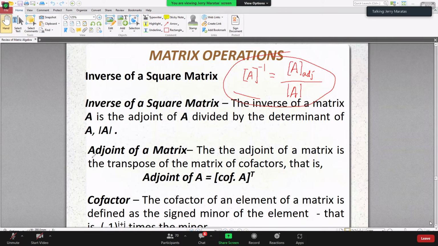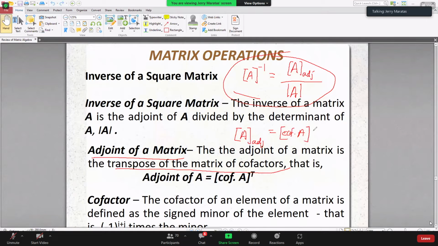Now, what is this adjoint? The adjoint of a matrix is the transpose of the matrix of cofactors. The adjoint of my matrix A is actually the transpose of the matrix of cofactors. So, we have this cofactor matrix of A.